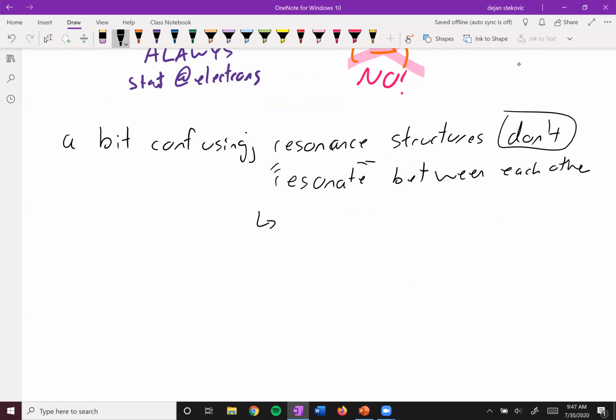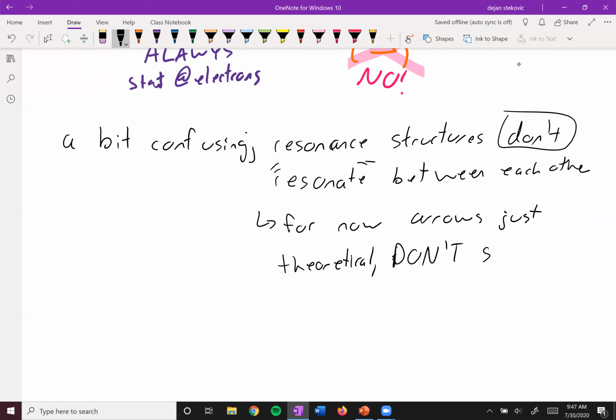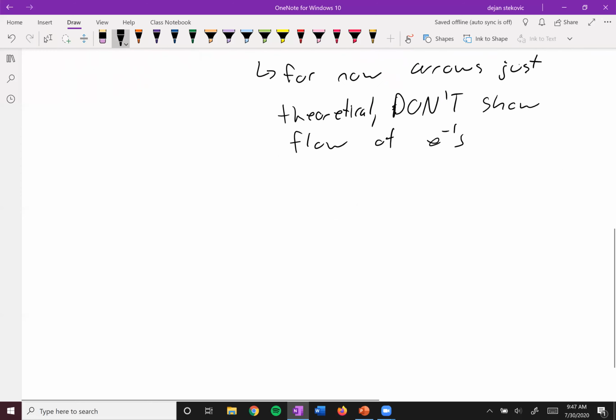And so for now, our arrows are just theoretical. So they don't show the flow of electrons. They just show how these two structures or multiple structures are related to one another. Later on, they will show the flow of electrons when we get to mechanisms.